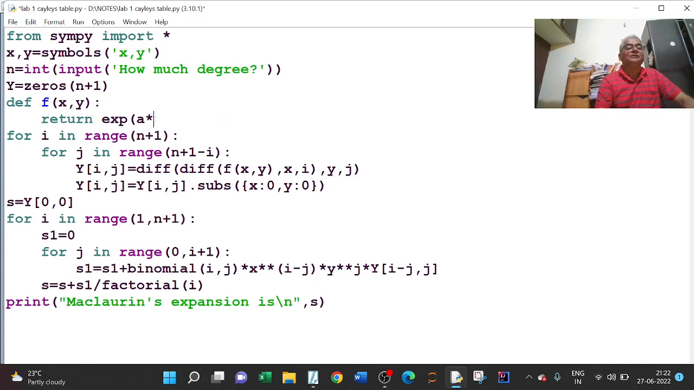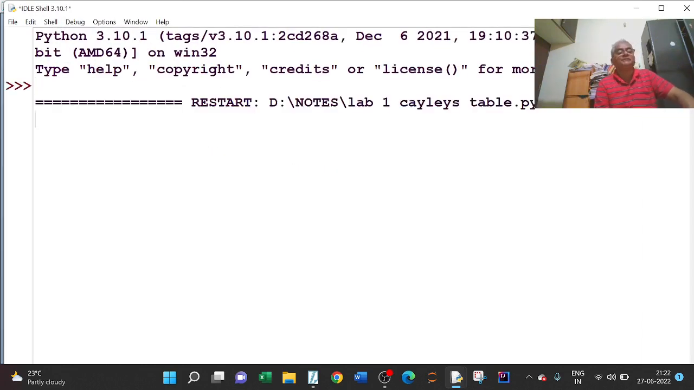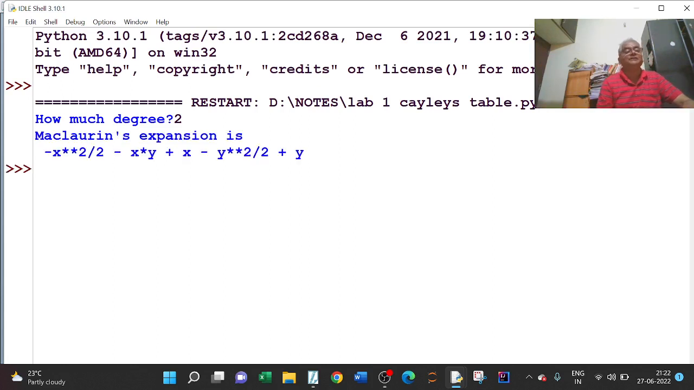Log of 1 plus x plus y. Log of 1 plus x plus y. Run. So here no problem, a and b are not there. Running this program, how much degree terms it asks, just 2 or 3. Okay, press enter button. This is the expansion.